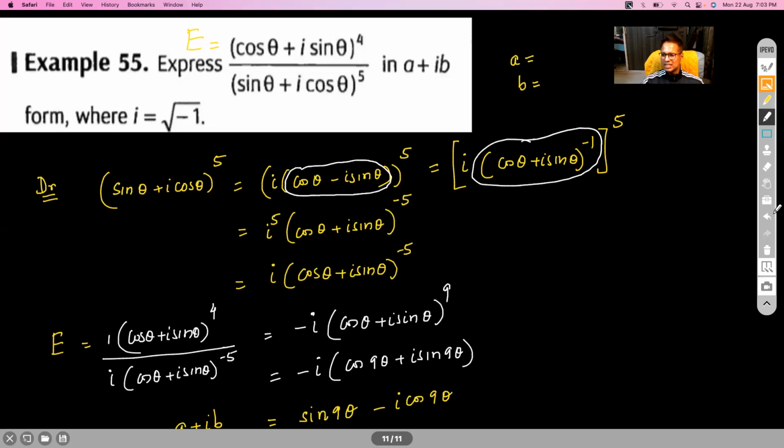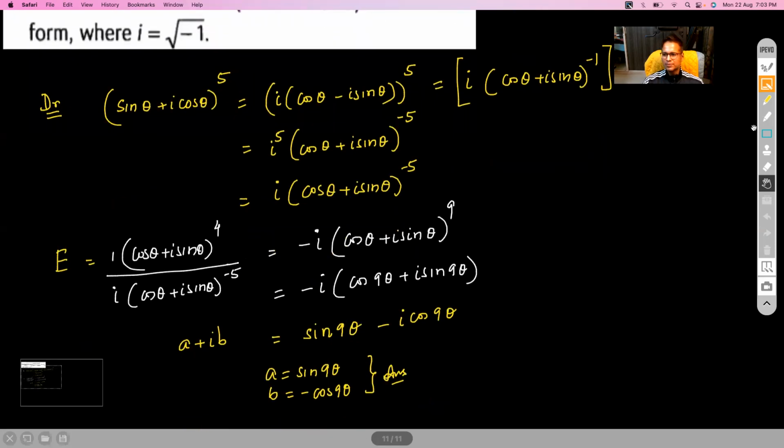So what I did was, I individually gave the power of 5 to i also, and the power of 5 to this term also. So i to the power 5 became i, and this became cos theta plus i sin theta to the power minus 1 into 5. What is minus 1 into 5? Minus 5. Yes, because it's the reciprocal. After that, you know what happened. Any questions here? Anybody?